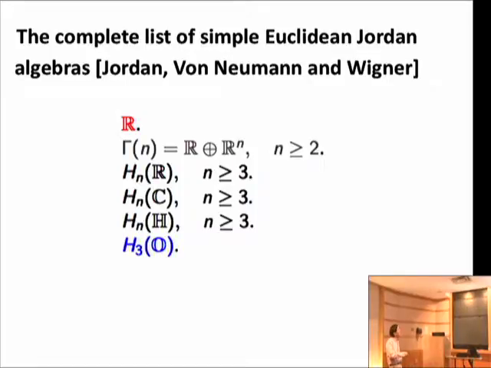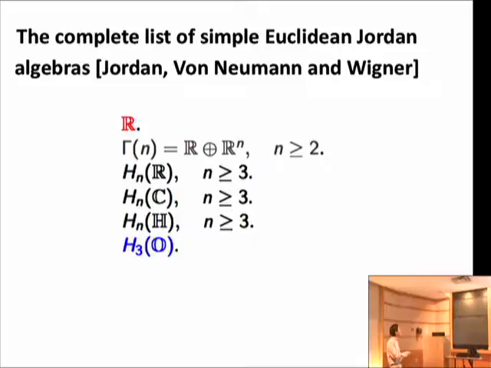Because if we go higher, like 4 or 5, then this won't be a Jordan algebra. Of course, we can go back to 2, H2, but that is okay. But then that is isomorphic to R plus R^9. So similarly here, I restrict n to start from 3. Because for n equal to 2, each of them is isomorphic to one of the guys here. So this is a complete list.